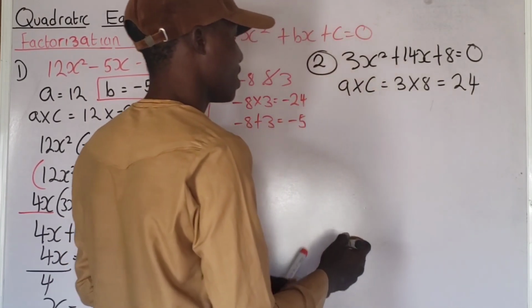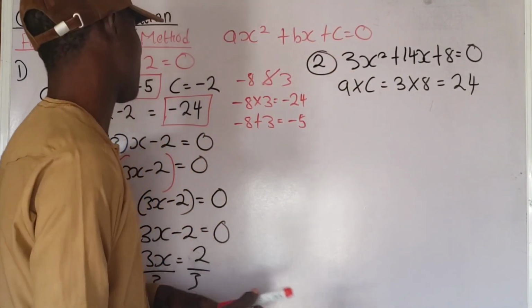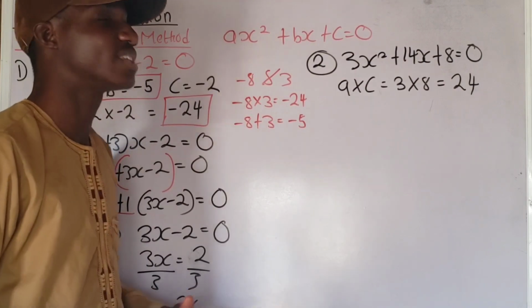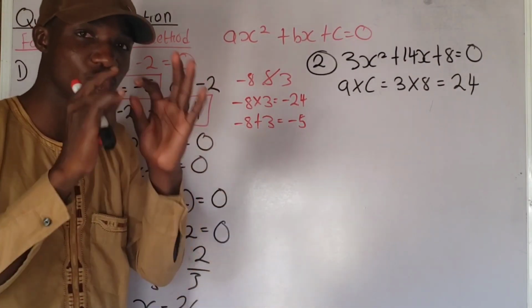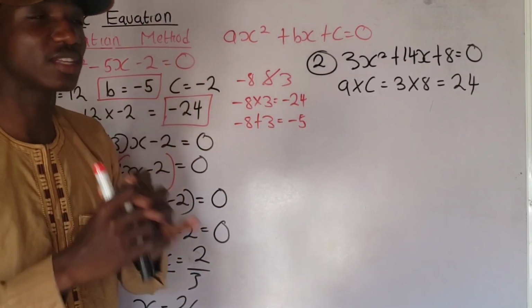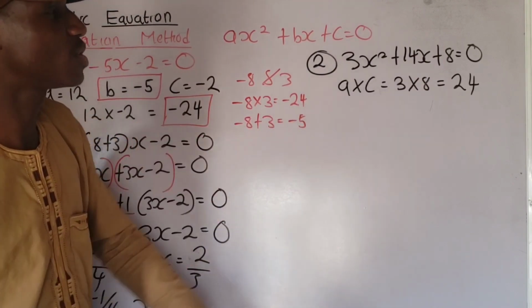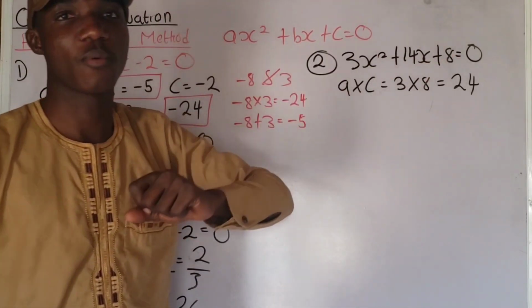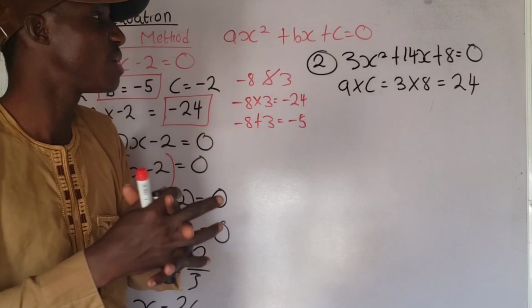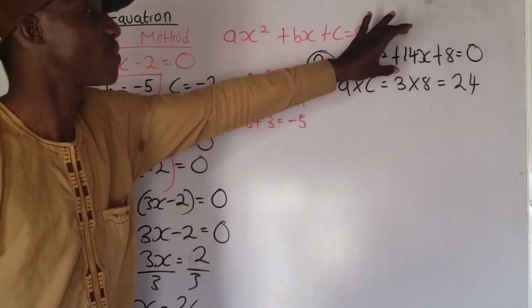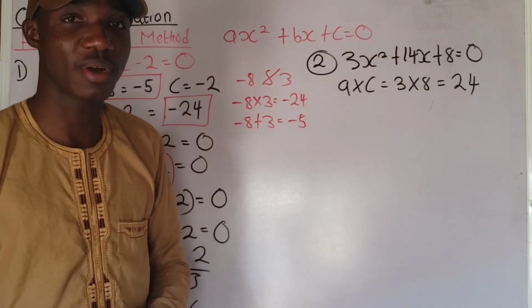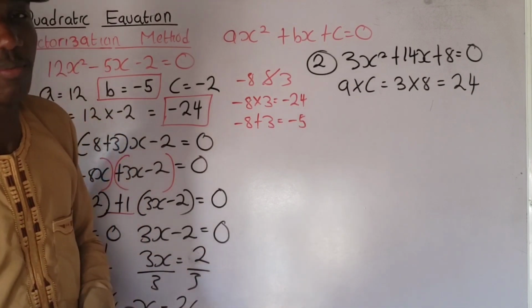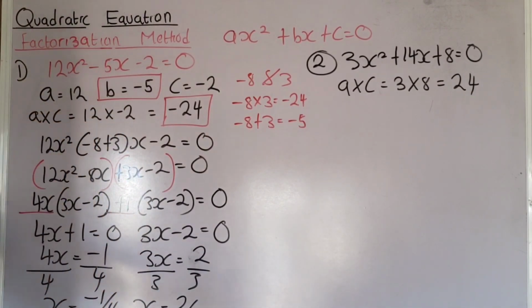You understand? Okay? So having taken the product of a and c, we need two numbers. Think of two numbers such that if we take the product of these two numbers, we are going to have 24, and if we add these two numbers together, we are going to have 14. What are those two numbers? Think for a moment. I'm going to use some seconds to think. Okay, if you get it right, the two numbers are 12 and 2.